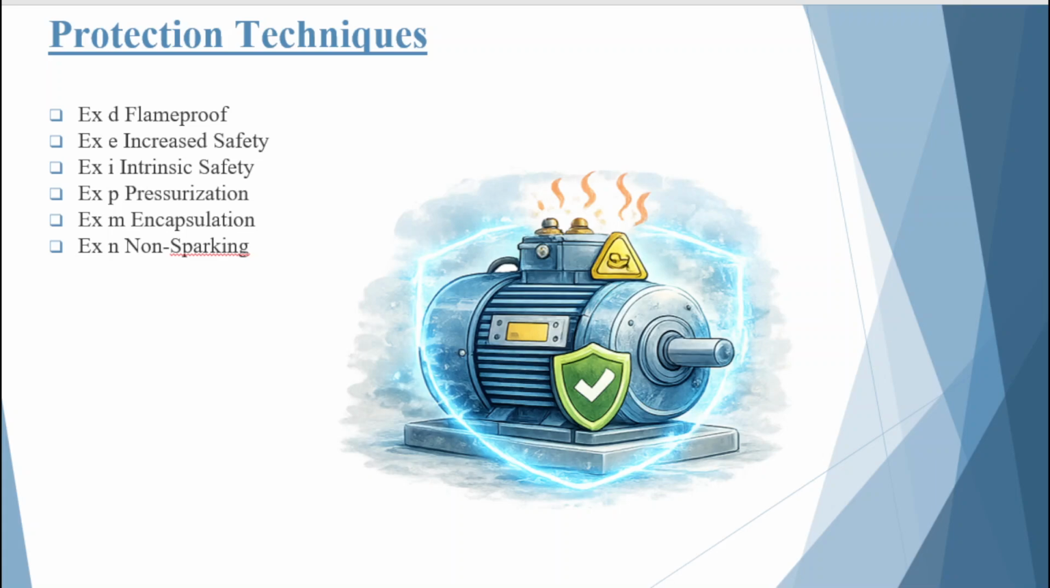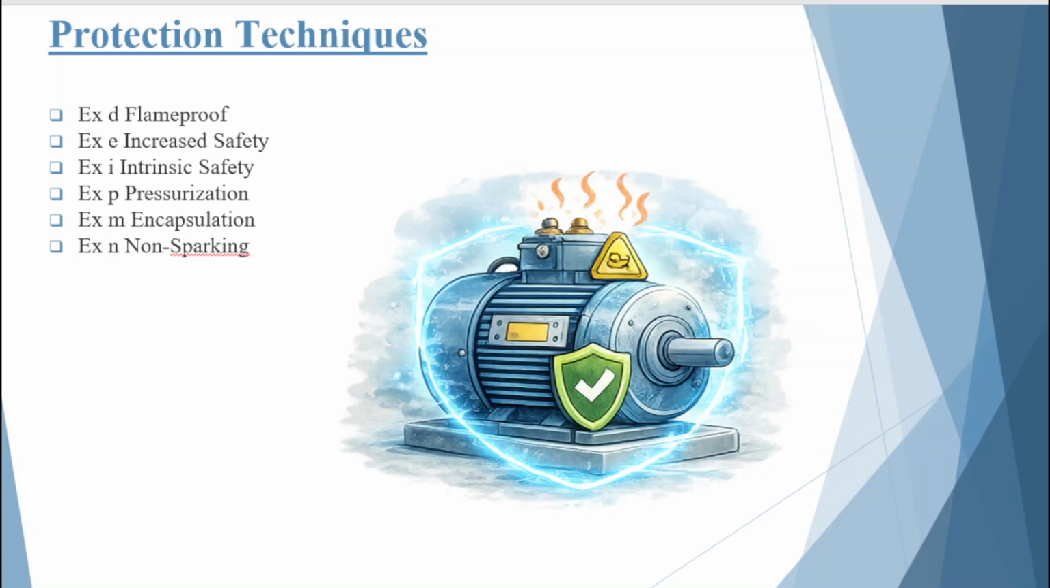Now that we've understood hazardous zones, gas groups, and temperature classes, the next question is: how can electrical equipment operate safely in a hazardous area? The answer lies in explosion protection techniques. Electrical equipment such as motors, junction boxes, lighting fixtures, sensors, and transmitters can produce sparks, arcs, or hot surfaces during normal operation. In a hazardous area, these can become ignition sources.